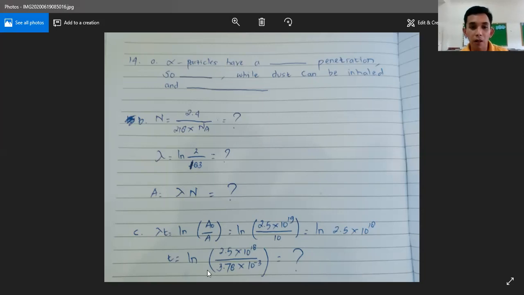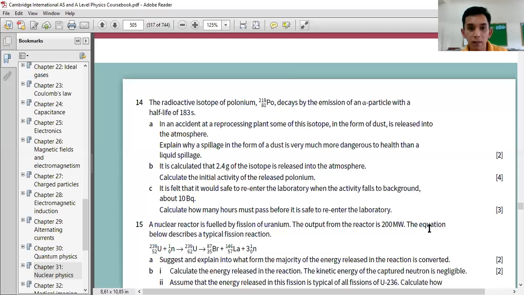And for the next question, C. It is felt that it would be safe to re-enter the laboratory when the activity falls to background, about 10 becquerels. Calculate how many hours must pass before it is safe to re-enter the laboratory.